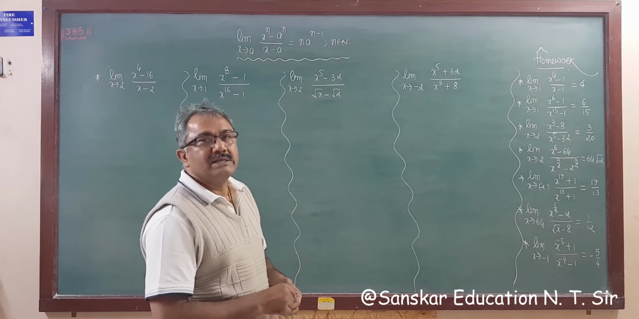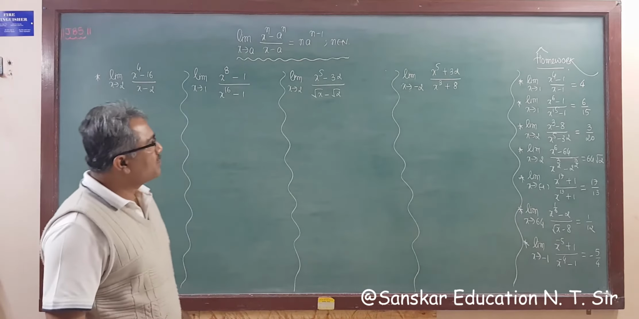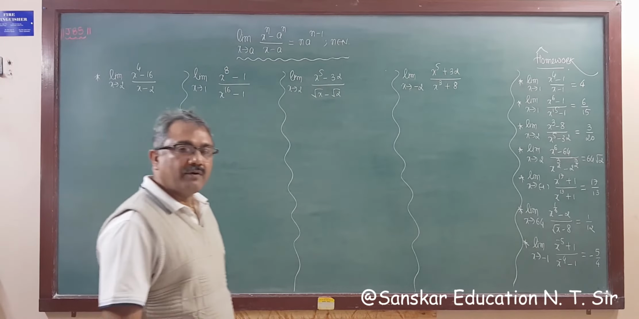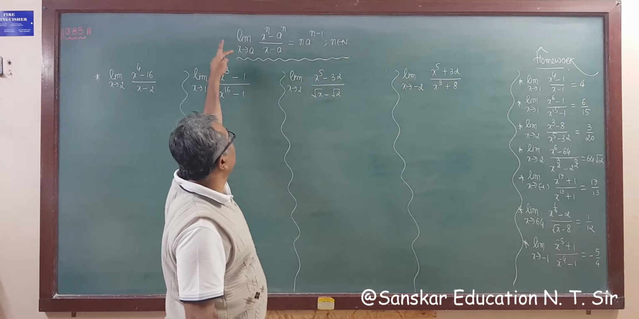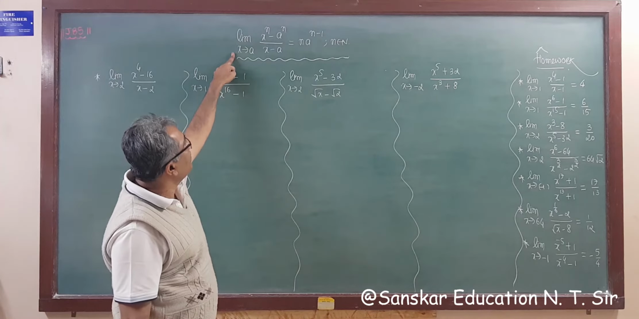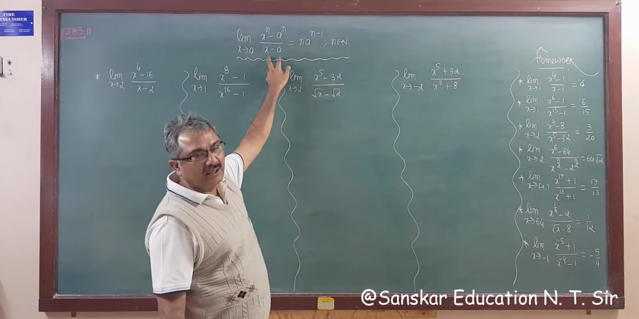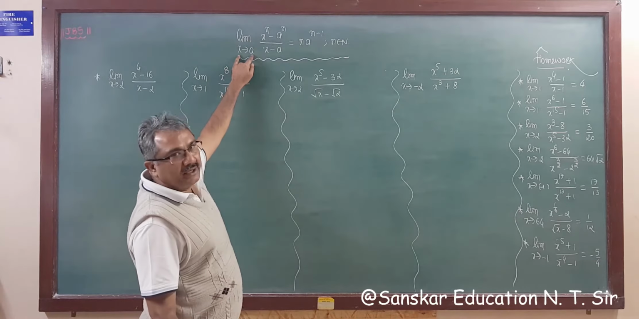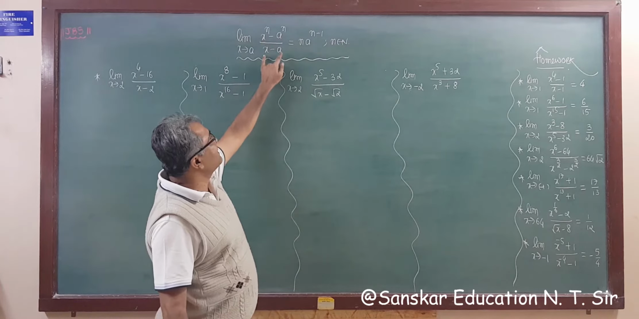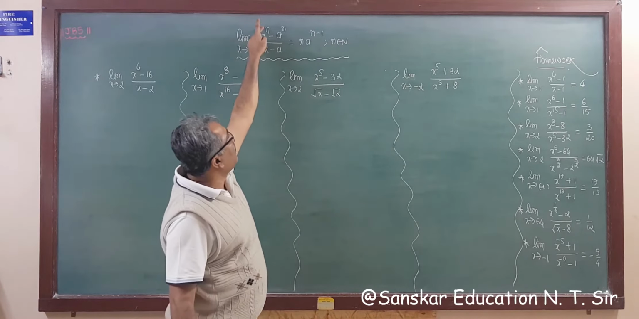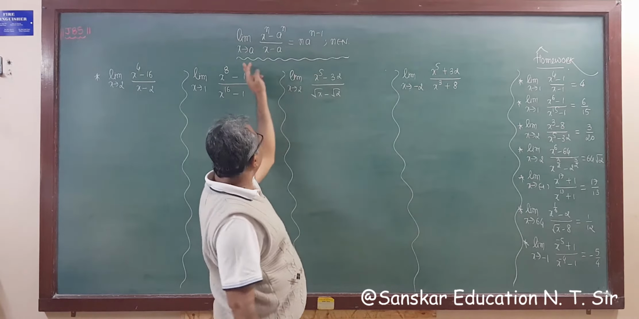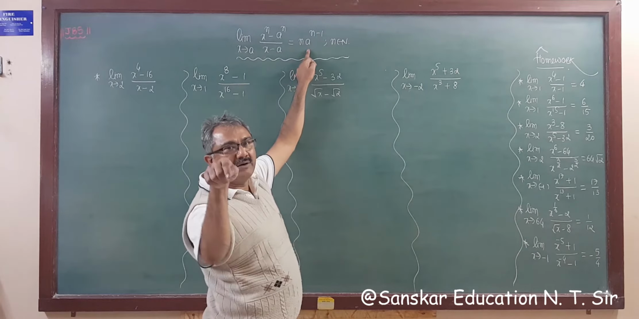Students, in this video lecture, we are going to solve some extra questions which are not given in your textbook. But for understanding of this formula, limit x tends to a, x raised to n minus a raised to n upon x minus a. As we discussed in the previous video, if x tends to a, then we require the base as well as the denominator same and the power same. Then the answer is power times a raised to one power less.